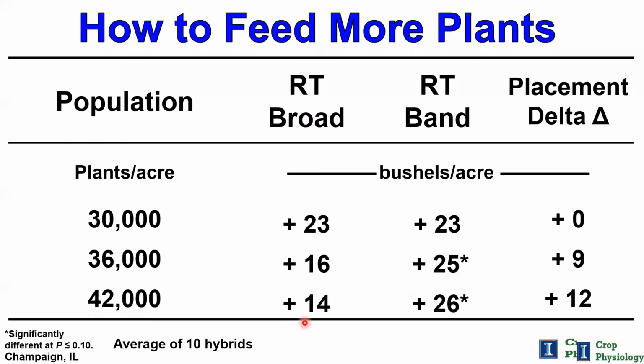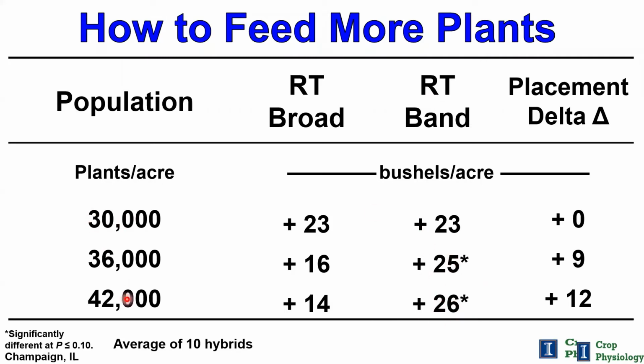This is a study that we ran in Champaign back in 2019. This is an average of 10 hybrids. We had 3 planting populations, 30,000, 36,000, and 42,000 plants per acre. And here I have response to broadcast. So it's change in yield from no fertility to broadcast fertilizer. This is MAP and MOP. And this is response to banded fertilizer. It's putting it in the band directly beneath the crop row.